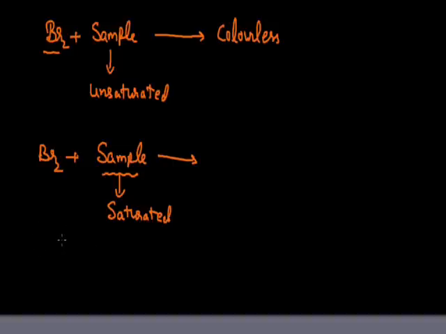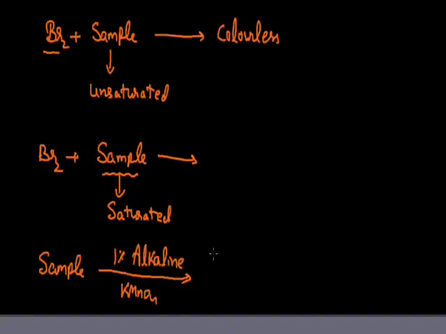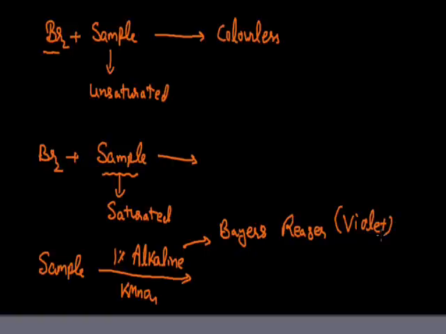The same addition reaction is also used to find the saturation or unsaturation of a compound, but this time we use a different reactant. If a sample is reacting with Bayer's reagent, that is 1% alkaline KMnO4, then this 1% alkaline KMnO4 solution is known as Bayer's reagent, and this Bayer's reagent is violet or dark pink in color.